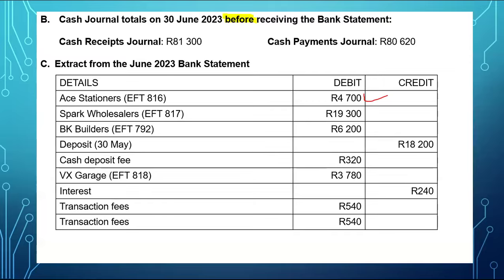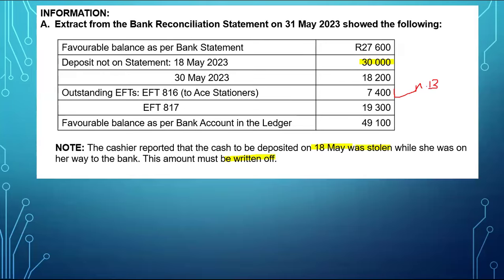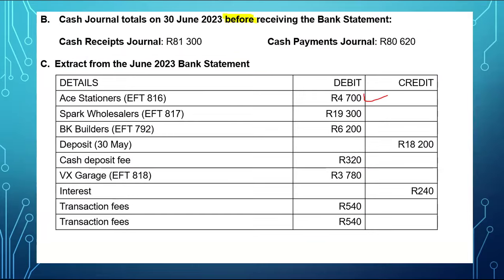And then we've got Spark Wholesalers, which is EFT 817. Let me see if we've got 817 this side. Oh, we do. And the amounts, are they exactly the same? Let me see. Are they exactly the same? Yes, they are. And then we've got EFT 792.